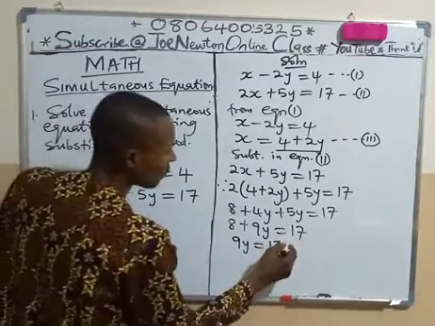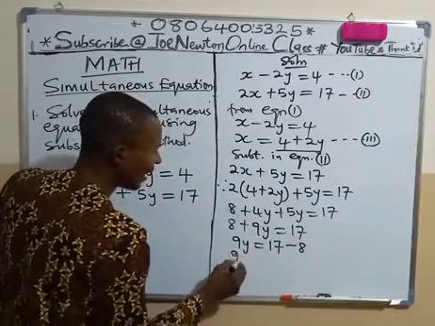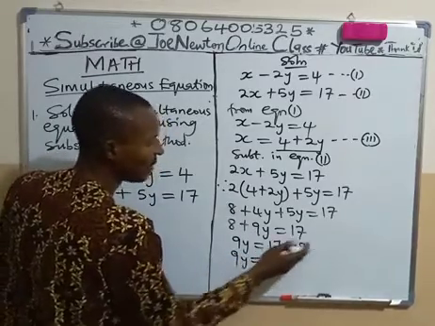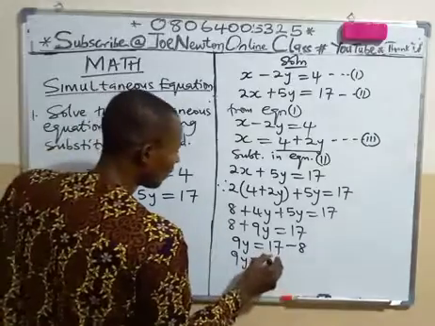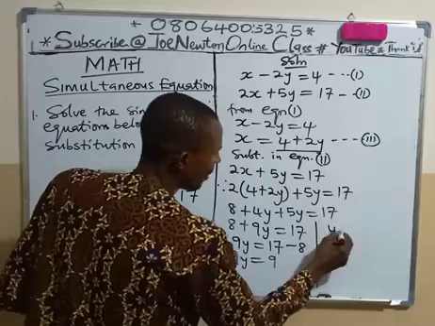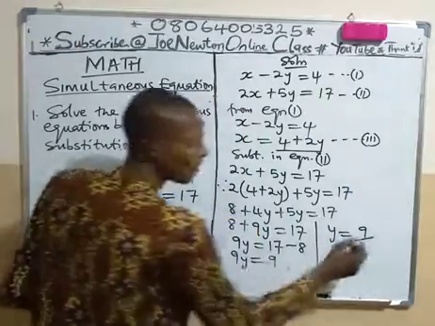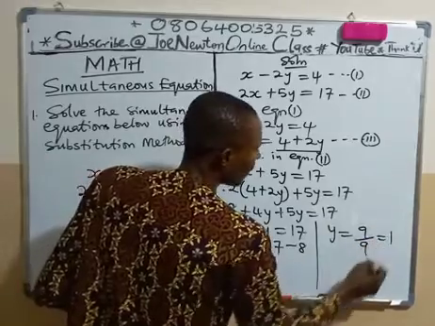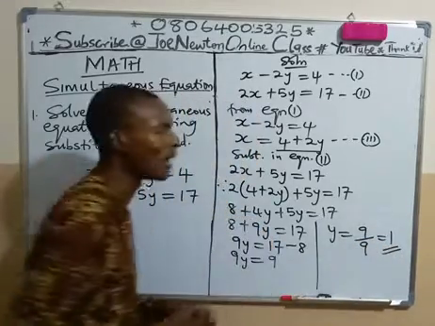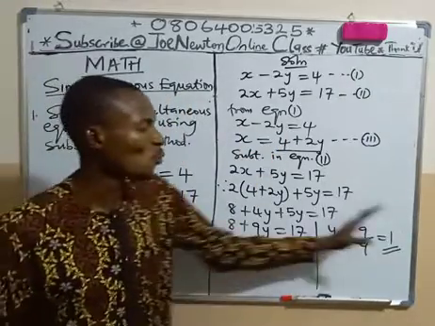8 cross this sign becomes minus 8. So that will give us that 9y is equal to 17 minus 8, which gives us 9. Therefore, we have that our y is equal to 9 divided by the coefficient of y, which is 9, equal to 1. So we have obtained the value of y from this pair of equations. So the value of y now is 1.